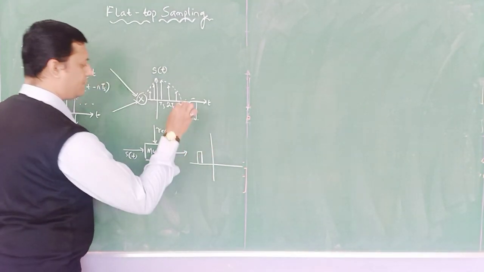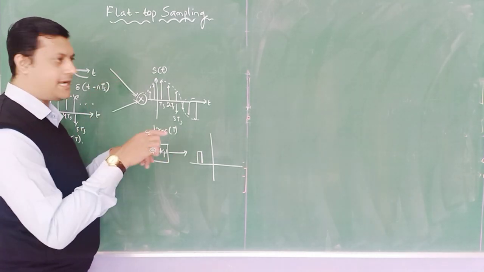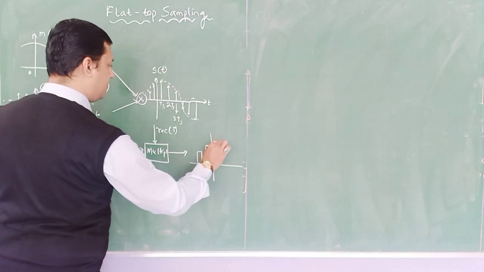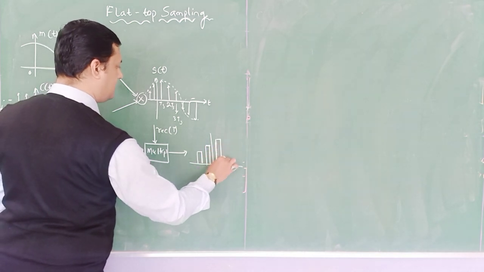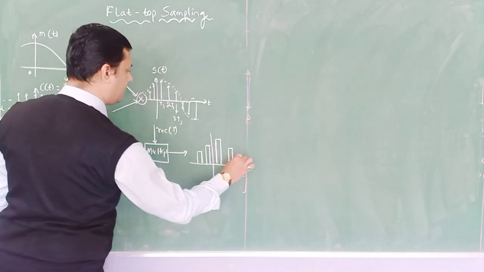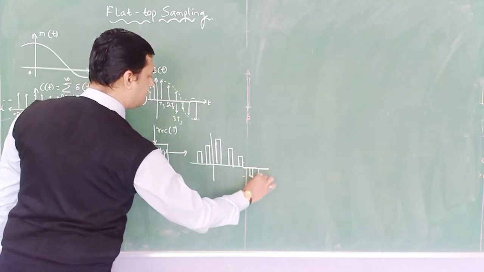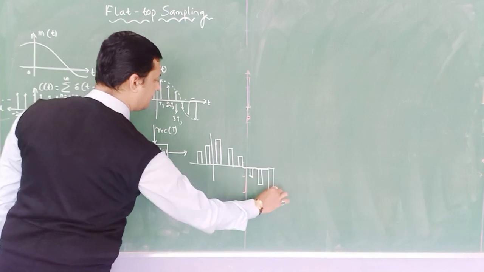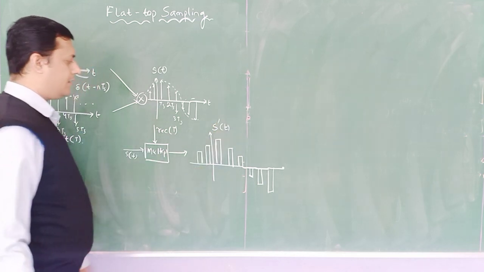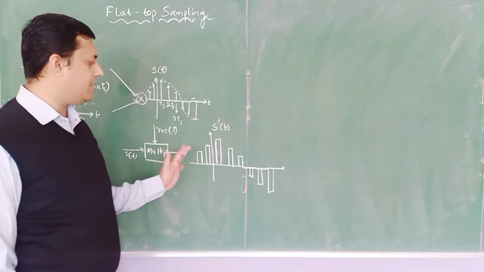you will get the first pulse, with what? The sample whose top is flat. Similarly, another sample whose top is flat. Similarly, another sample whose top is flat, corresponding to this position. Similarly, corresponding to this position, and this position. Similarly for this, similarly for this. So here, whatever sample s of t we are getting, this is called a sample signal. Done. But what is the difference between natural sampling and flat top sampling?